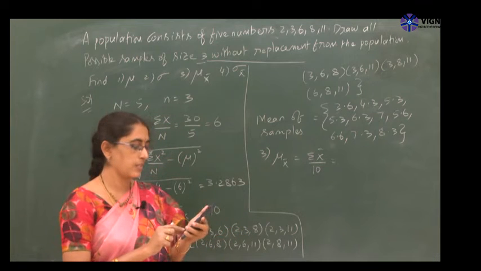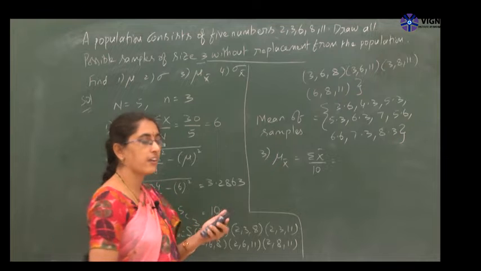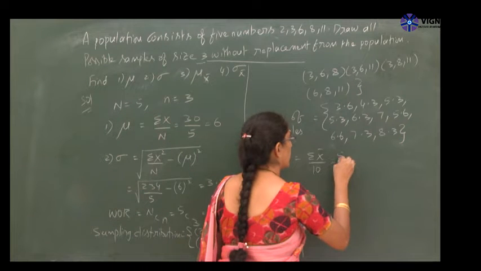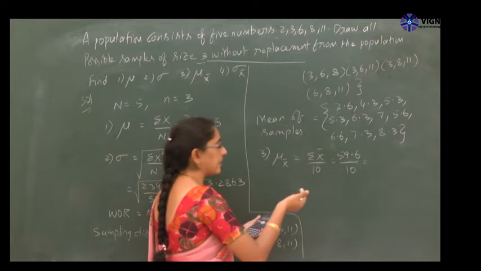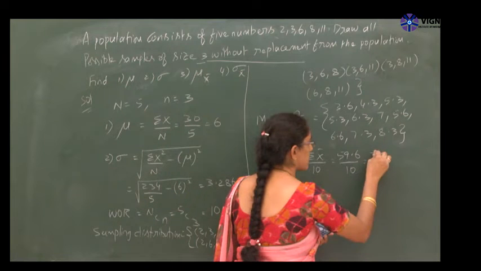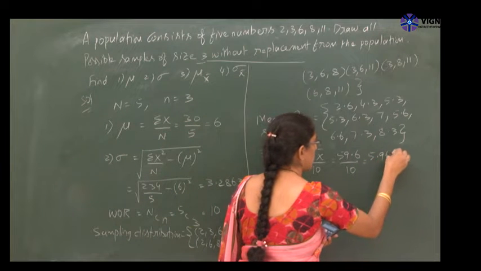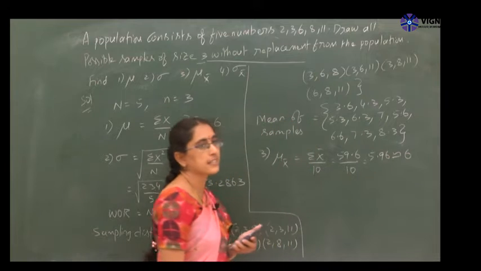So summation x means summation x bar. It is 59.6 by 10. Right? So by 10 means here 5.96. So 5.96 means approximately 6 here.